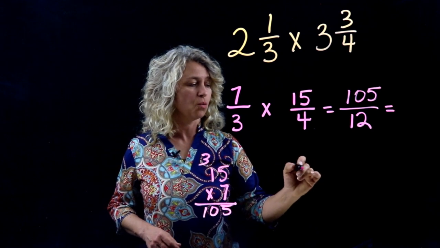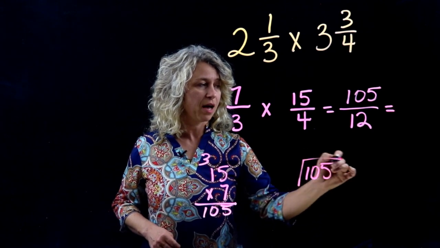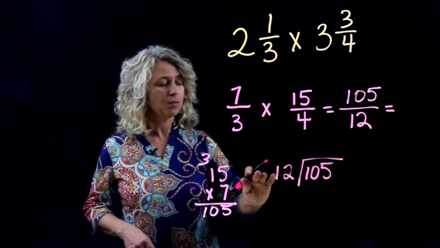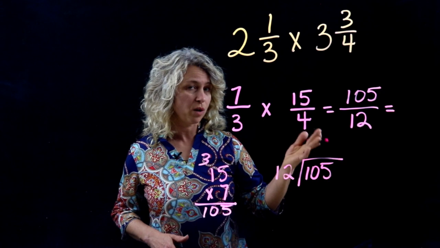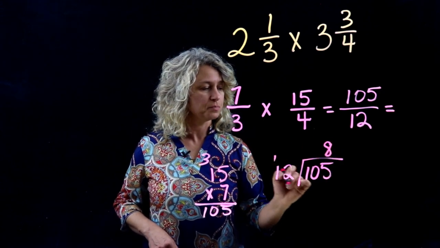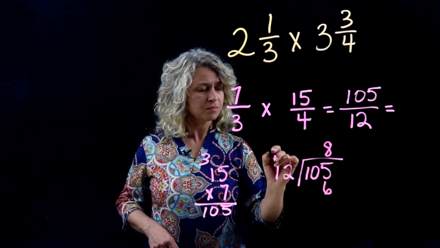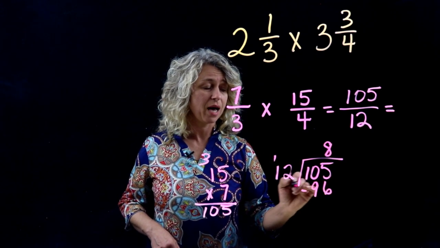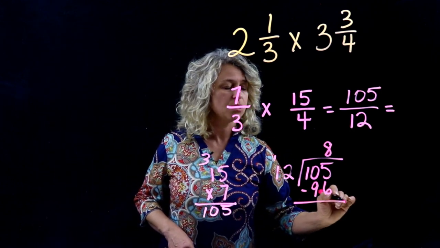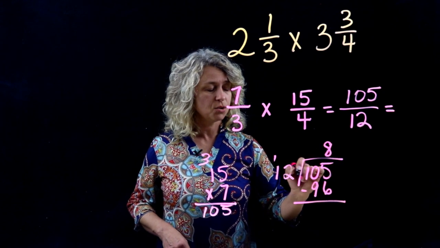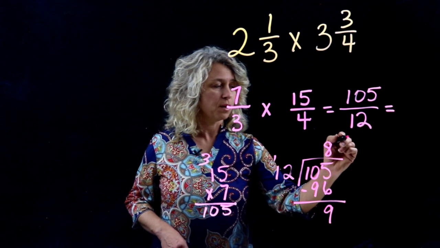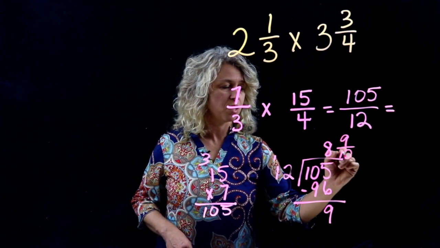All right, so 105, we want to divide that by 12 and see how many times it will fit in there. If you know your 12s, then you know that 8 times 12 is 96. And if I go 9 times, that's 108, and that goes over, so we can't go 9 times. So when you subtract and do your regrouping, you're going to get 9 left over. And so 9 is your numerator and 12 is your denominator.